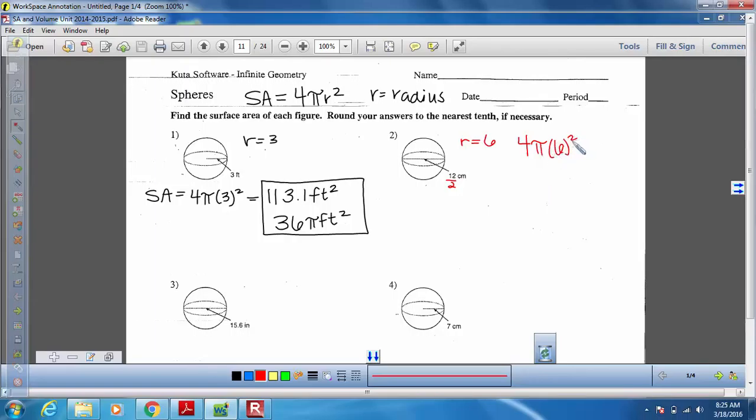Now if I square 6, that's 36, and 36 times 4 is 144 pi centimeters squared. Or you can plug this whole thing into your calculator, and that's going to give you 452.4 centimeters squared. Now, I know we've been doing volume the past 2 days, so we're used to things being cubed, but remember, we're going back to surface area, and surface area is always squared.